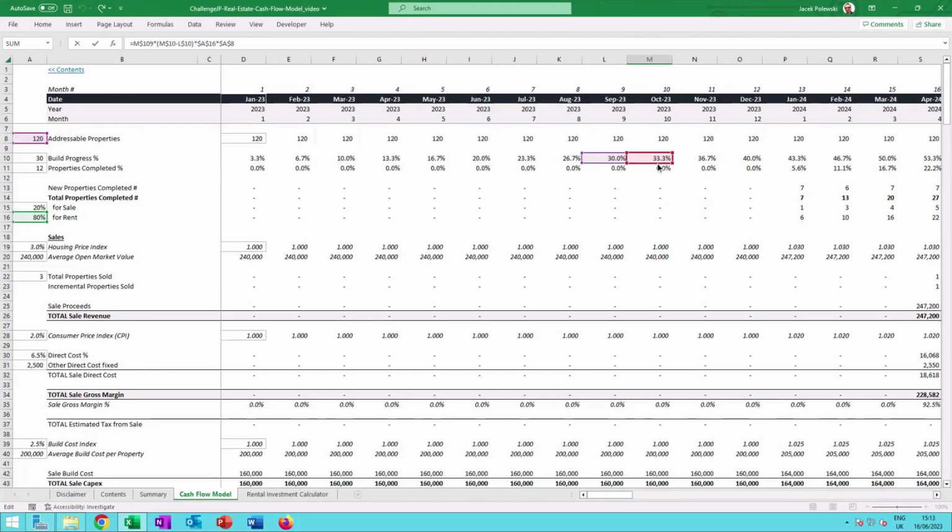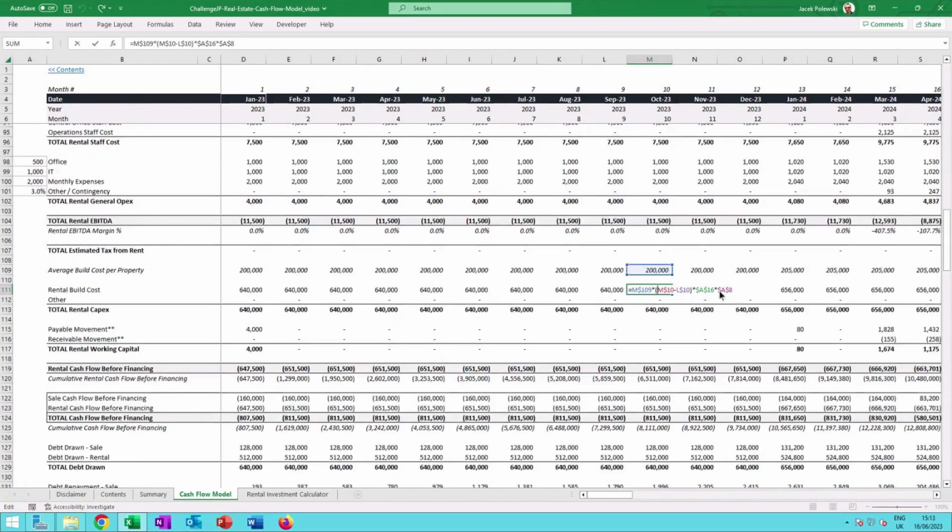So for example, in this case, we know that from October to September, we've added 3.3% of the target of the properties, which is 120. And then of that number, we need to allocate 80% for rent. Then I need to multiply this number by my average build cost per property, which in, let's say, October was 200,000. So that gives me my 640,000 figure, which I need to allocate to CapEx.